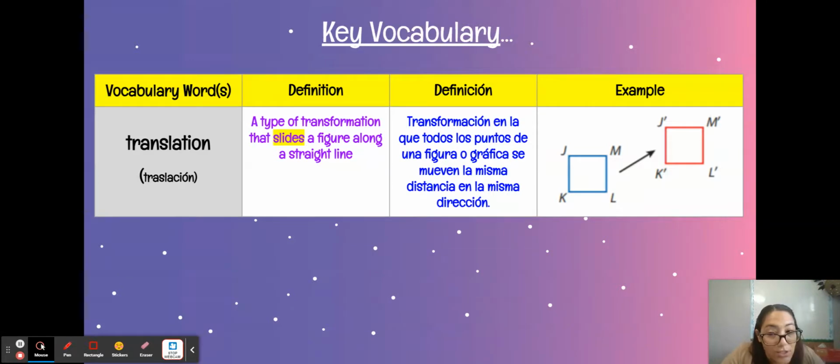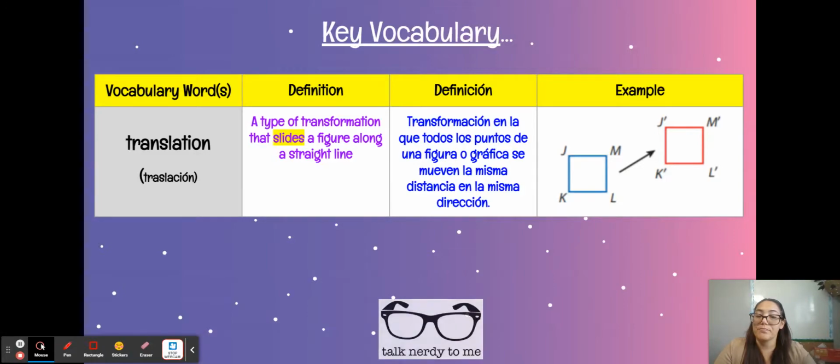Now, translation. This is our big vocabulary word of the day. If you didn't quite guess it earlier, did you say the word slide? All those figures that I showed you at the beginning of this presentation, they were all sliding in some way, either up or down or left or right, but they slid in some way. Just like you see in this example here, I have my pre-image and my image. They are sliding or gliding. That's one way to think of it.